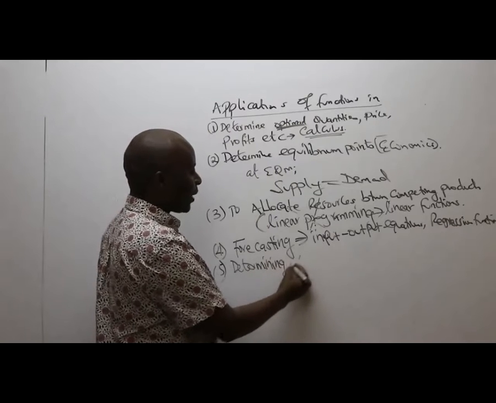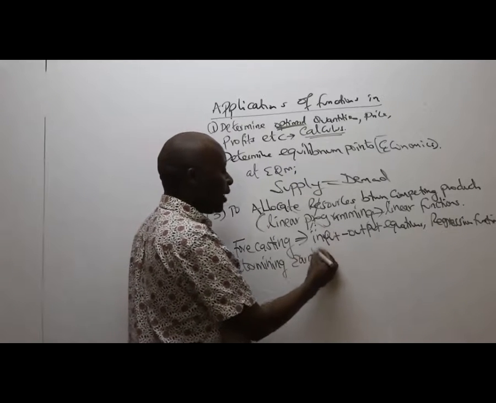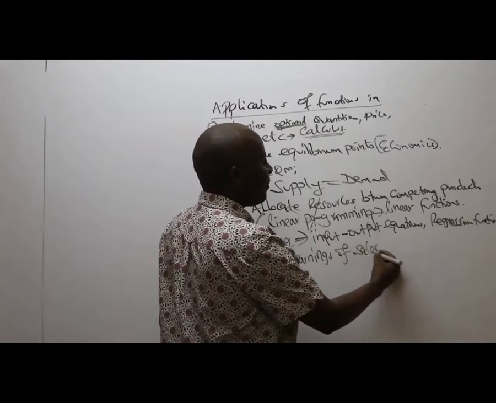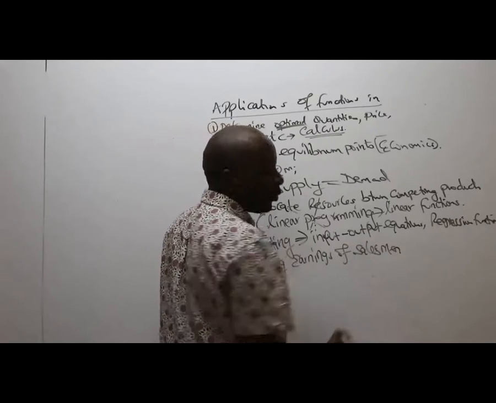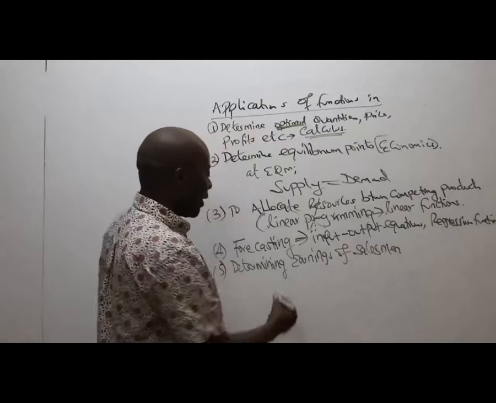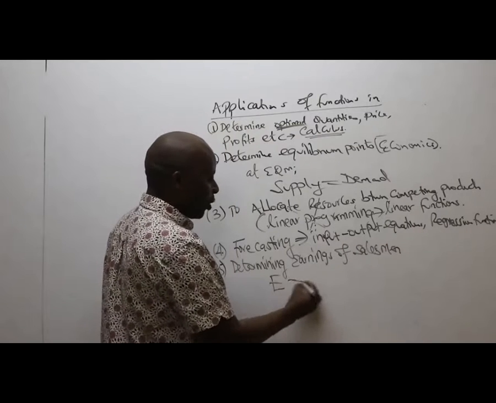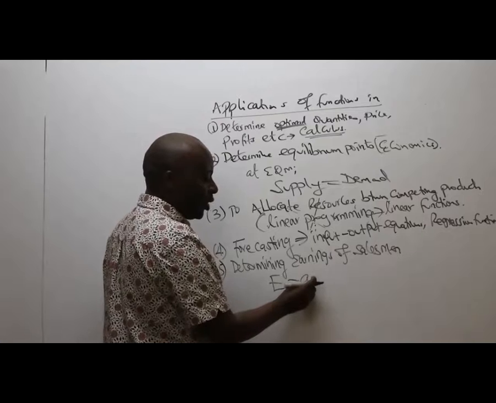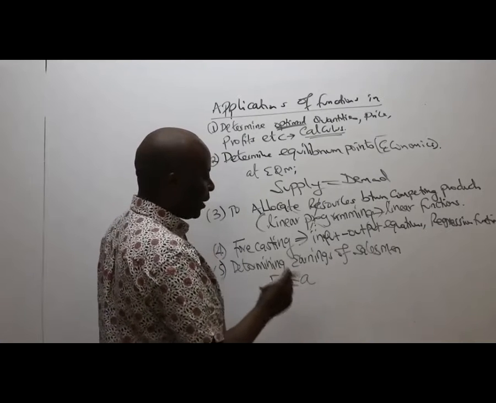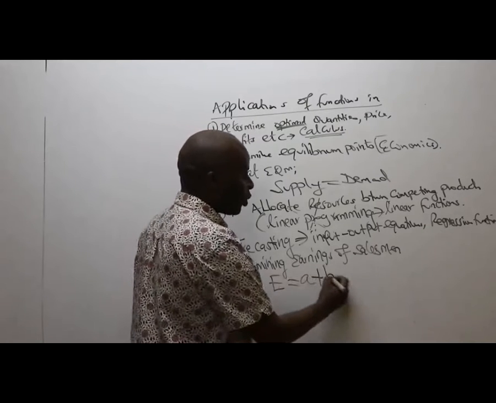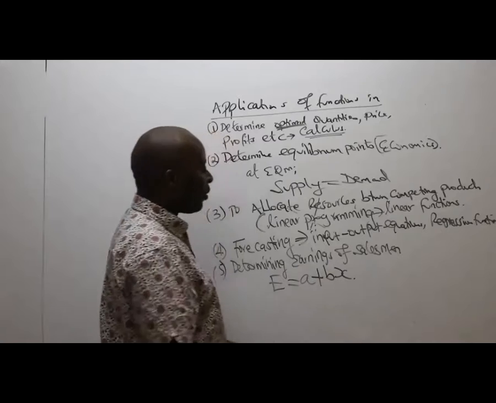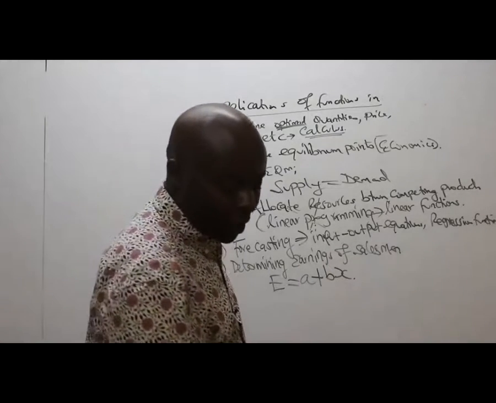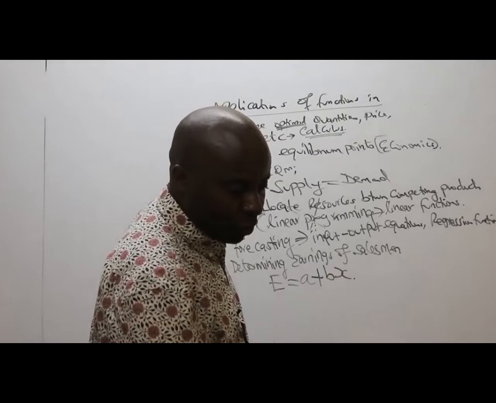You can also use this business or other functions in business, ladies and gentlemen, for purposes of determining earnings of salesmen. Remember, salesmen, in most cases, use what here? They use this kind of an equation. We have total earnings equals the basic fees plus the commission per unit multiplied by what here? Number of units.